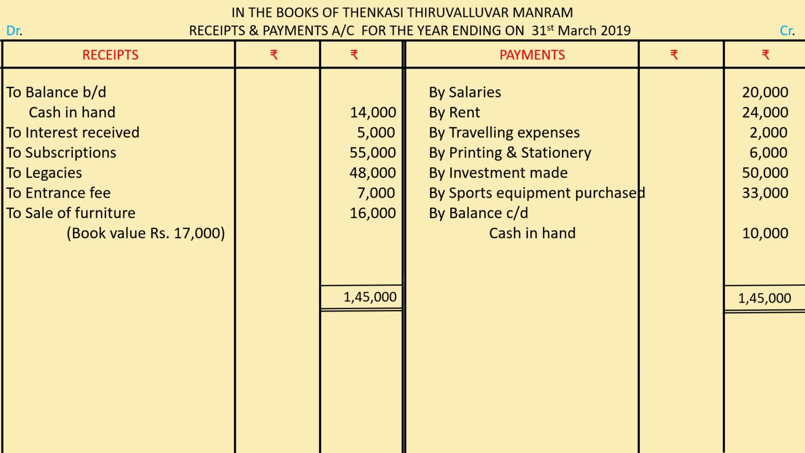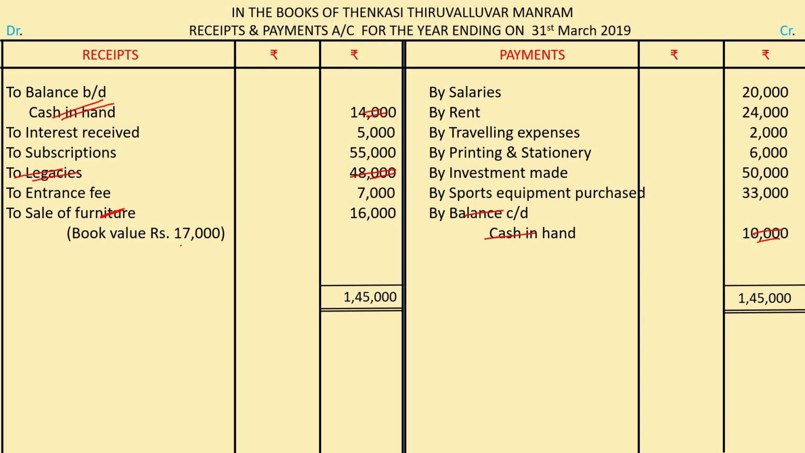The opening balance of cash, the closing balance of cash, these two are balance sheet items because cash in hand closing balance will appear in the asset side of the balance sheet. Then in the receipt side, we have got legacy. In theory, we have already studied legacy is a capital receipt, so it will be shown in the liability side of the balance sheet. Sale of furniture, it is a capital receipt, but in the income and expenditure account, we have to show the profit or loss due to that sale of furniture.